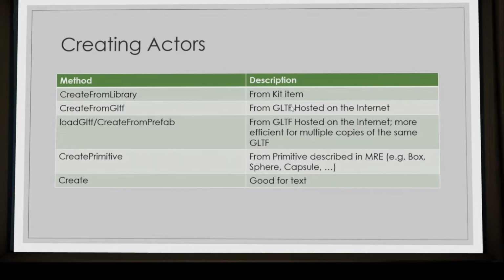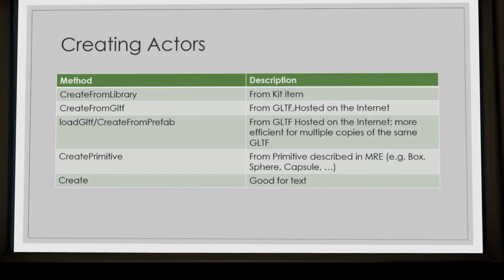The load GLTF call lets me load that GLTF from the internet just once, and then just create copies of it from that cached copy inside the MRE. If you're going to have just a single copy, the create from GLTF is just as good. But if you're going to be creating a bunch of copies of the GLTF, using that load GLTF and create from prefab combo is a good bit more efficient.